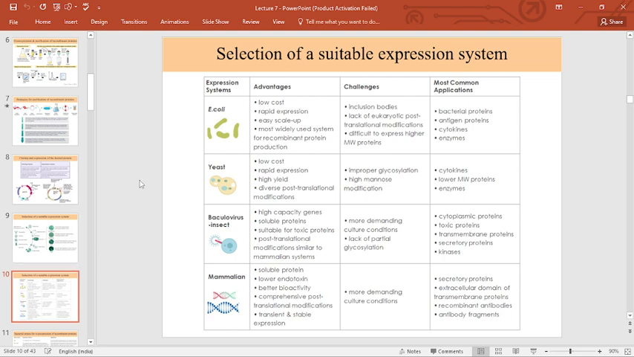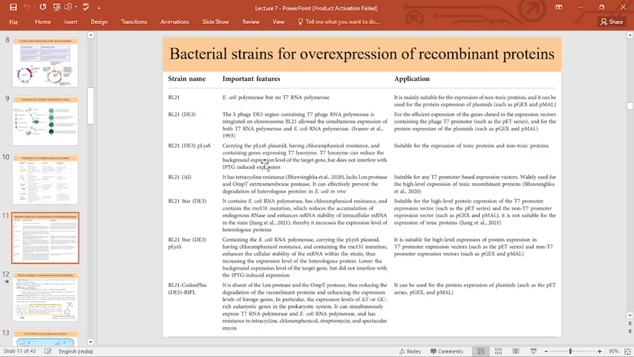After this, this slide actually tells you about the different bacterial strains for overexpression. We will come back to this slide very soon. The one that we were talking about, see, BL21. BL21 has E. coli polymerase, but T7 polymerase is not there. This is used for the expression of non-toxic proteins and for protein expression using plasmids such as pMAL.